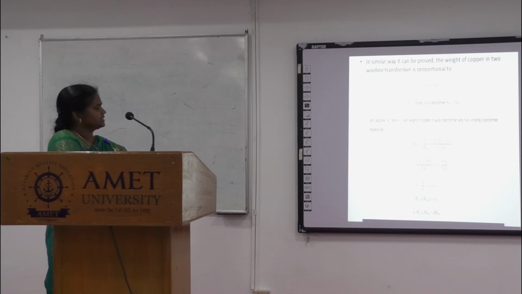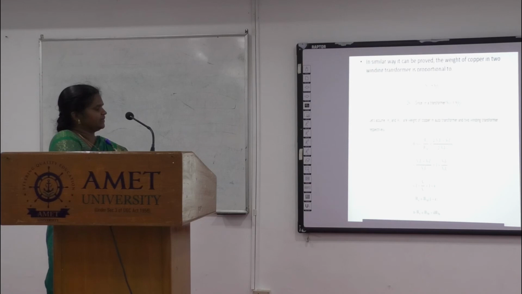Then simplifying this, 2 cancels, (N1 I1 minus N2 I1) by N1 I1. Then this is equal to 1 minus N2 I1 by N1 I1. Then we know very well, this I1 is common, it can be cancelled. N2 by N1 is the transformation ratio of the transformer. It is usually represented by K. So N2 by N1 is replaced by K. It becomes 1 minus K. So here WA equal to WTW, that is the weight of the two-winding transformer, into 1 minus K.